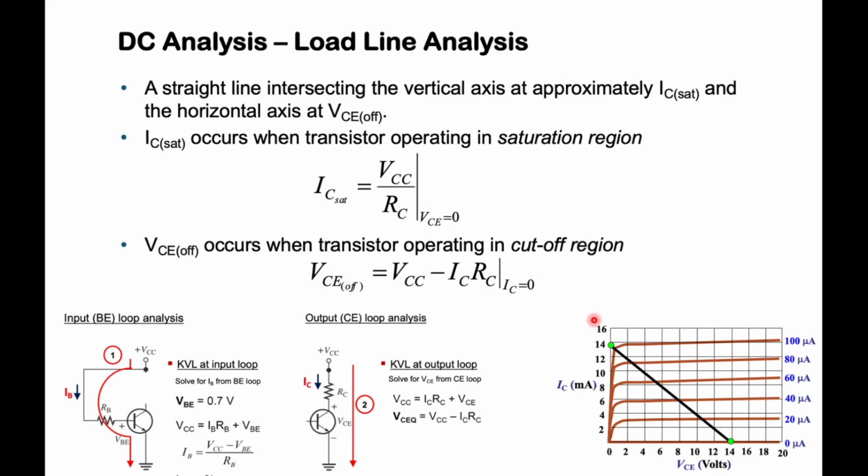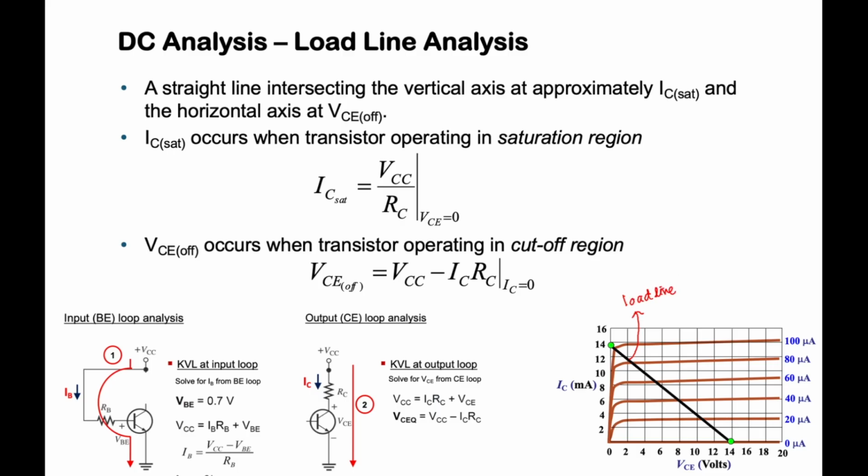The DC load line is on the output graph. When we talk about the output graph of your BJT, we are dealing with the output loop analysis, where the y-axis is your IC current and the x-axis is your VCE voltage. And we're going to have a straight line. This straight line is known as the load line.